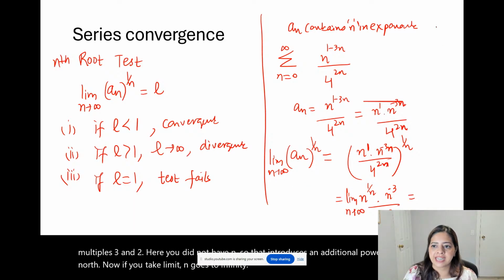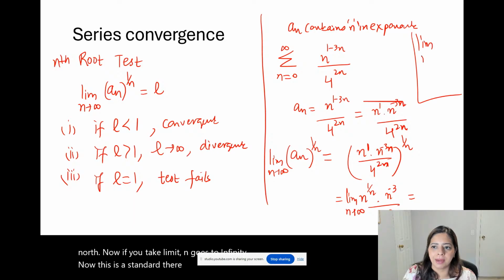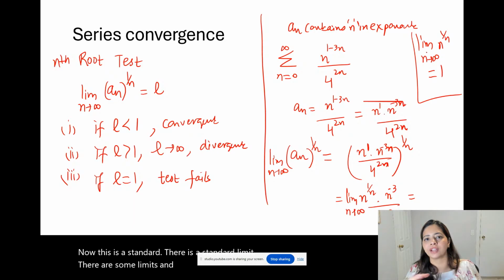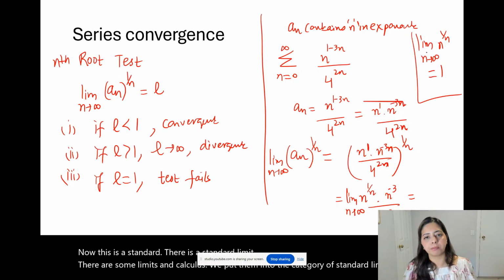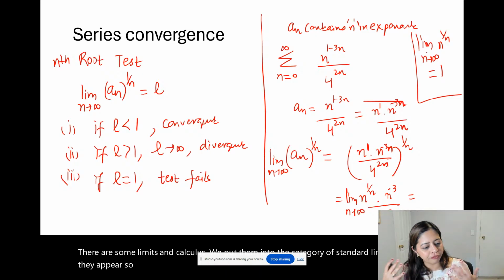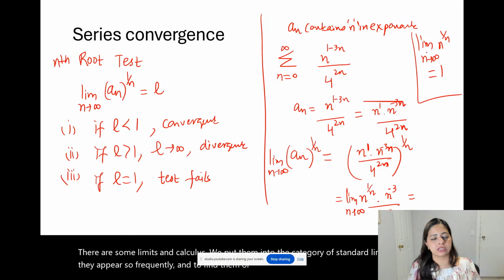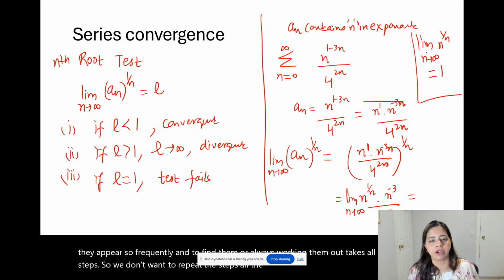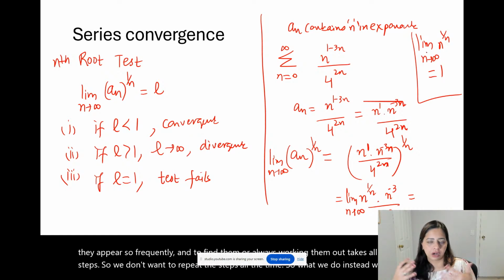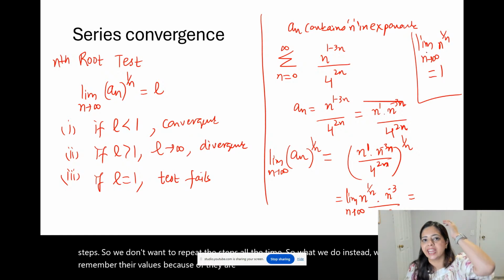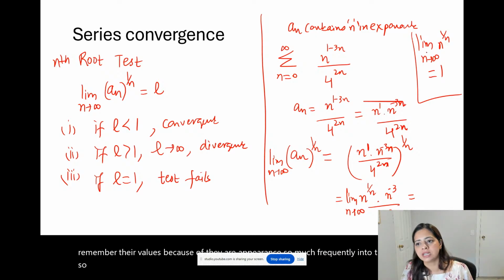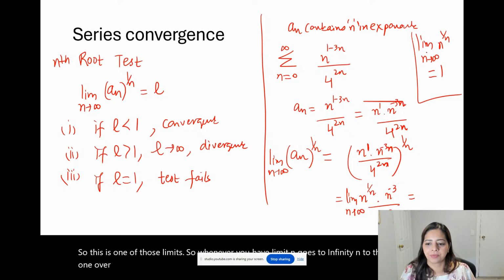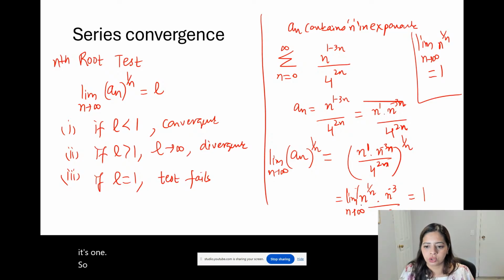now there is a standard limit. There are some limits in calculus that we put into the category of standard limits because they appear so frequently, and finding them takes all the same steps every time. So we don't want to repeat these steps all the time. Instead, we just remember their values because they appear so frequently in calculus. This is one of those limits. Whenever you have the limit as n goes to infinity of n to the power 1 over n, it's 1. So this part is 1.